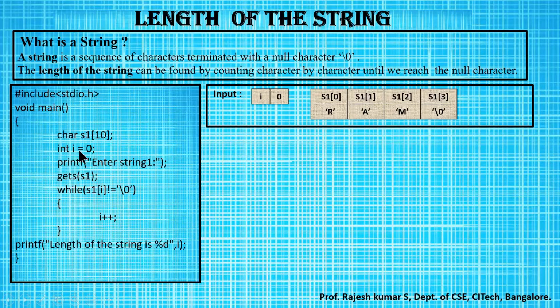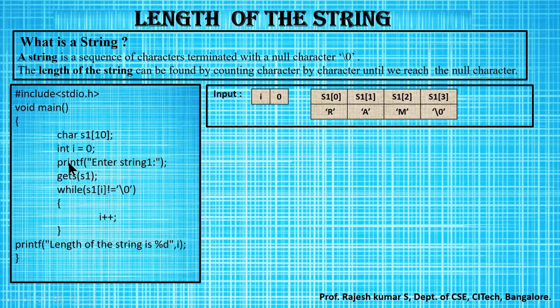The second variable I've used is int i equal to 0. I've used a variable i which is initialized to 0 because when I traverse inside the array, moving inside the array always starts with the value 0. So I have initialized the value of i as 0.